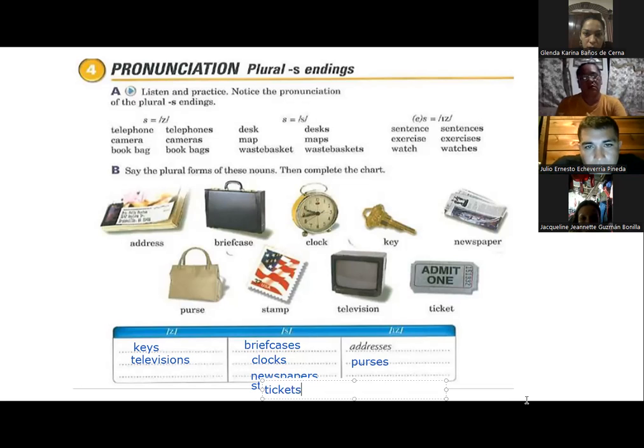Okay. So when you make the plural forms, please make sure you pronounce the S. Okay. Please, everybody, practice the sounds, because we need to use them a lot in English.